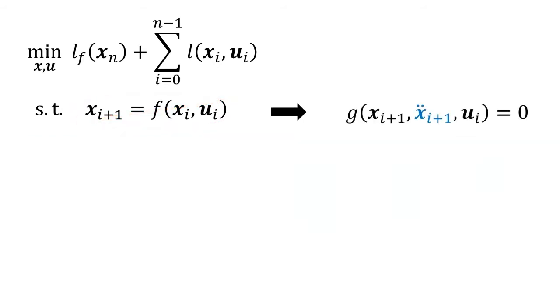For this reason, we convert the explicit state function f into an implicit function g. Consequently, g is not only a function of the state at step i+1, but also of the acceleration.